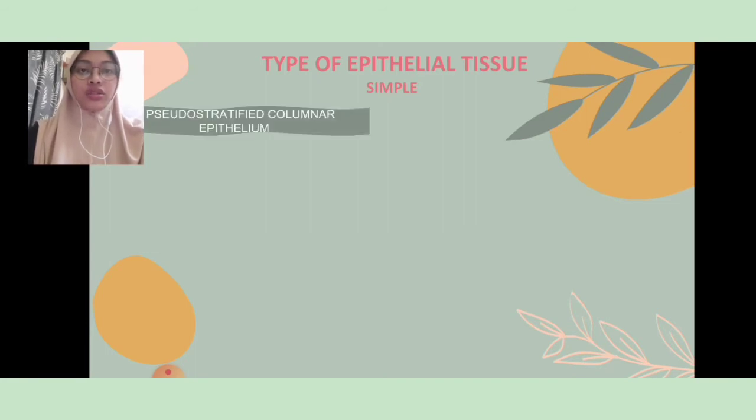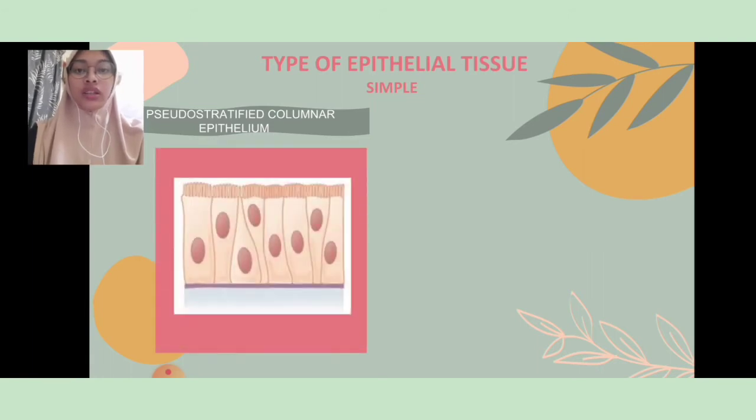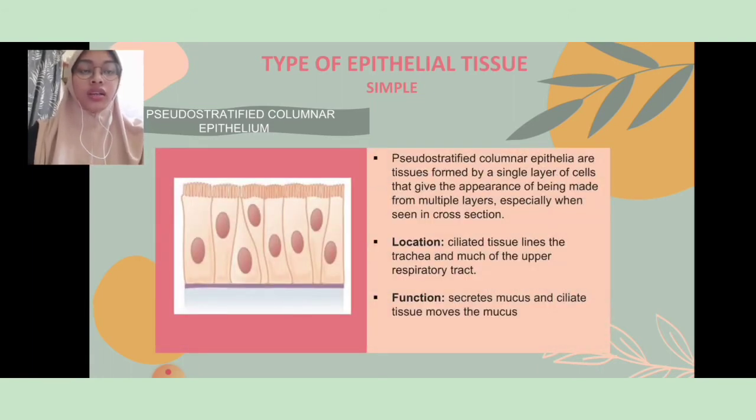The last one is pseudo-stratified columnar epithelium, and this is a special tissue of simple epithelium, and this is how it looks like. Pseudo-stratified columnar epithelia are tissues formed by a single layer of cells that gives the appearance of being made from multiple layers, especially when seen in cross-section.